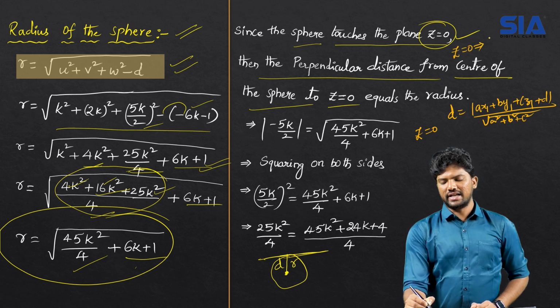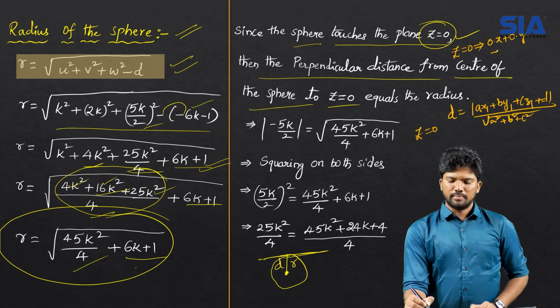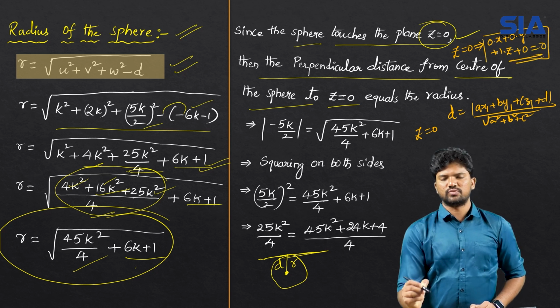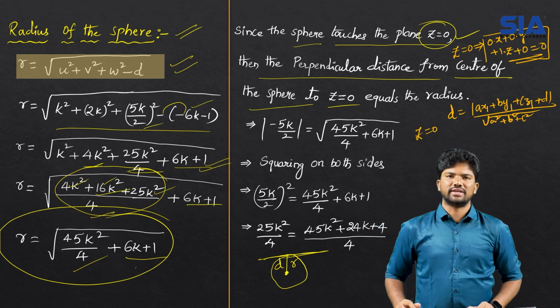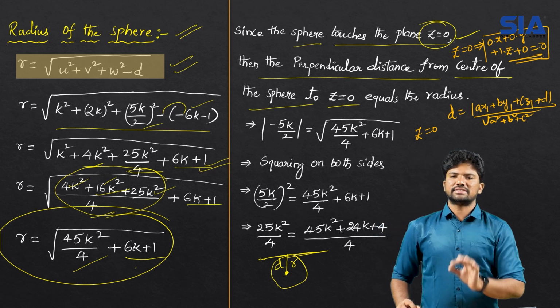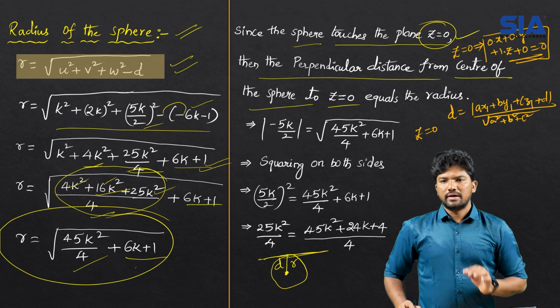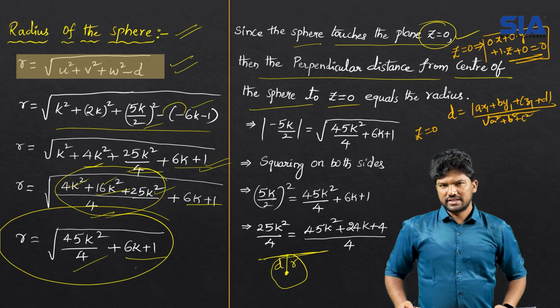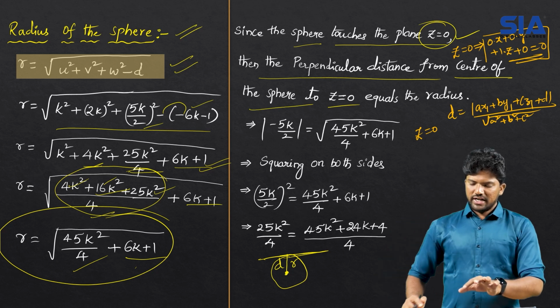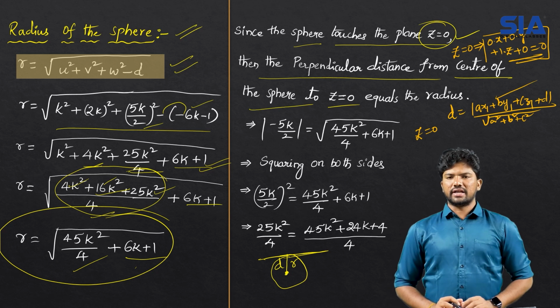We can also write it as 0 into x plus 0 into y plus 1 into z plus 0. That means the constant value is equal to 0. We can write in this format: z is equal to 0, which is 0 into x plus 0 into y plus 1 into z plus 0 equal to 0. So for that condition, we have to apply the perpendicular distance.